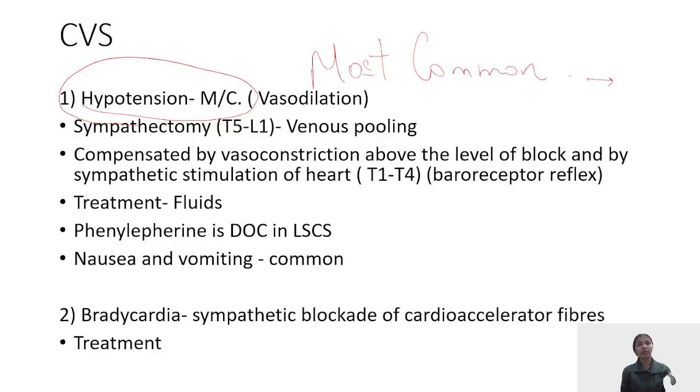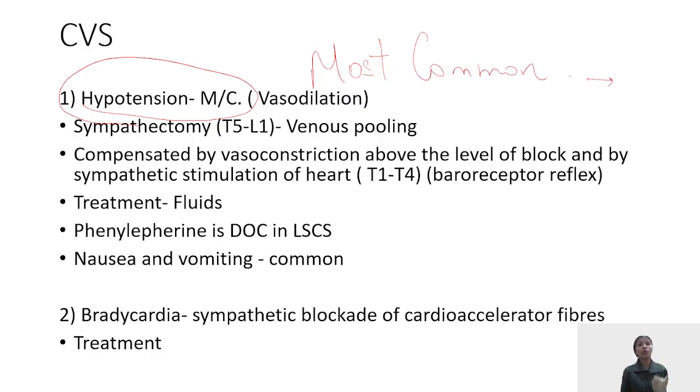You have sympathectomy, thoracolumbar sympathectomy, venous pooling. Yes, a bit of compensation can be done because of the vasoconstriction above the level of the block, and there can be sympathetic stimulation of the heart leading to tachycardia. That is your baroreceptor reflex. We'll come to that also. But the most common complication is hypotension. Why? Sympathetic block leading to venous pooling, decrease in venous return, decrease in cardiac output, plus your systemic vascular resistance is decreased. How can you prevent it?